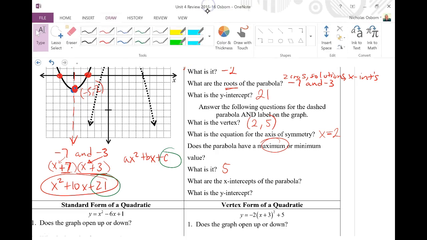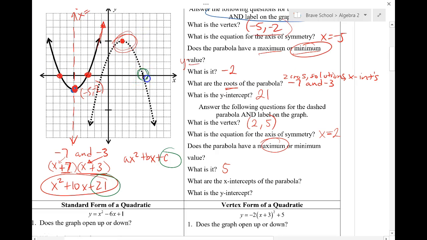What are the x-intercepts? Well, go back over to your graph here, and we've got an x-intercept there, and an x-intercept there, wherever it crosses the x-axis, and it will be -1 and 5.